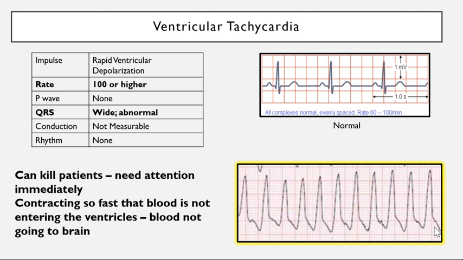It's very, very bad, because your heart is trying to pump very, very quickly, and you're not going to get proper blood flow through the heart from that kind of thing.